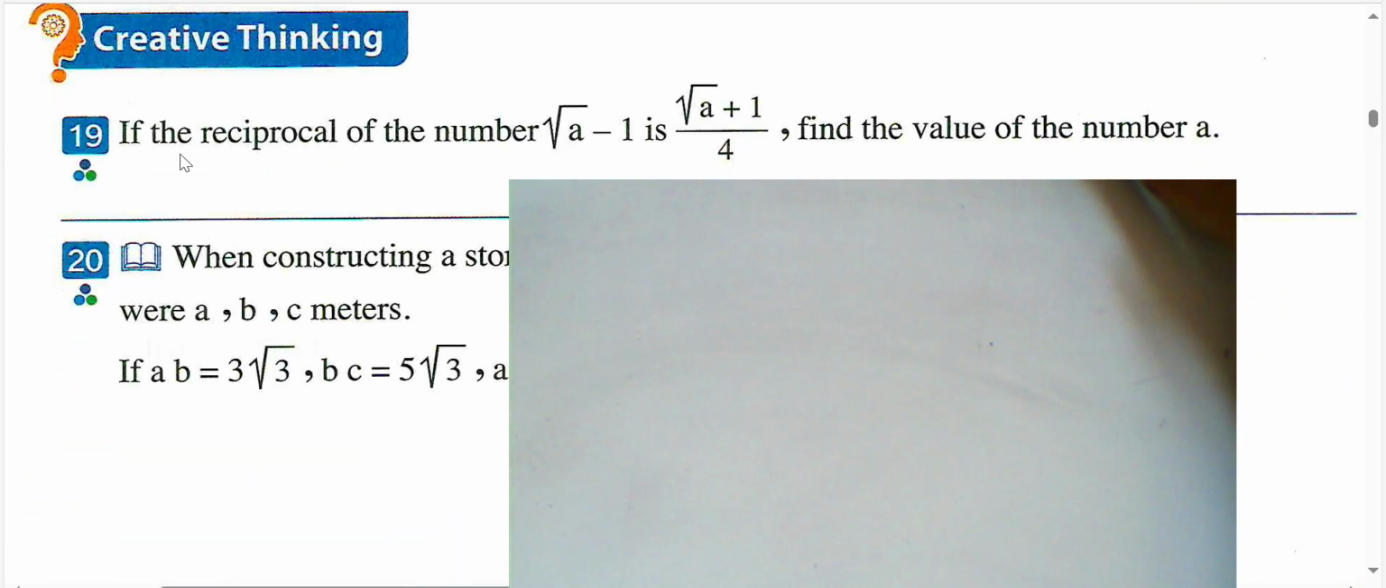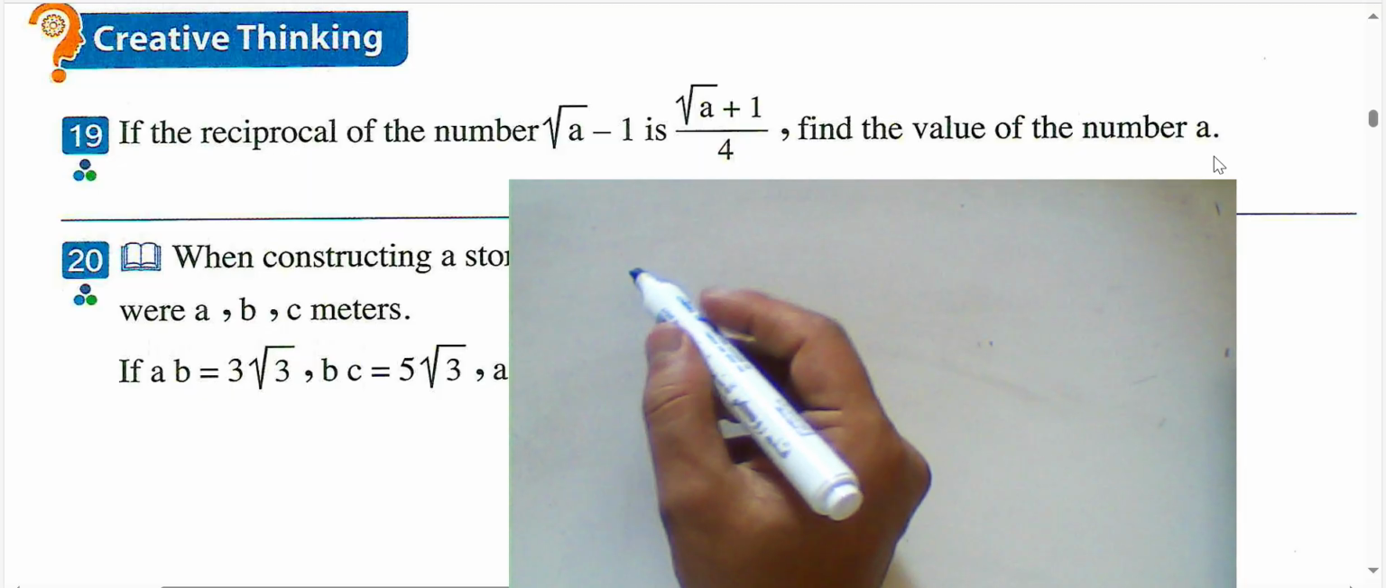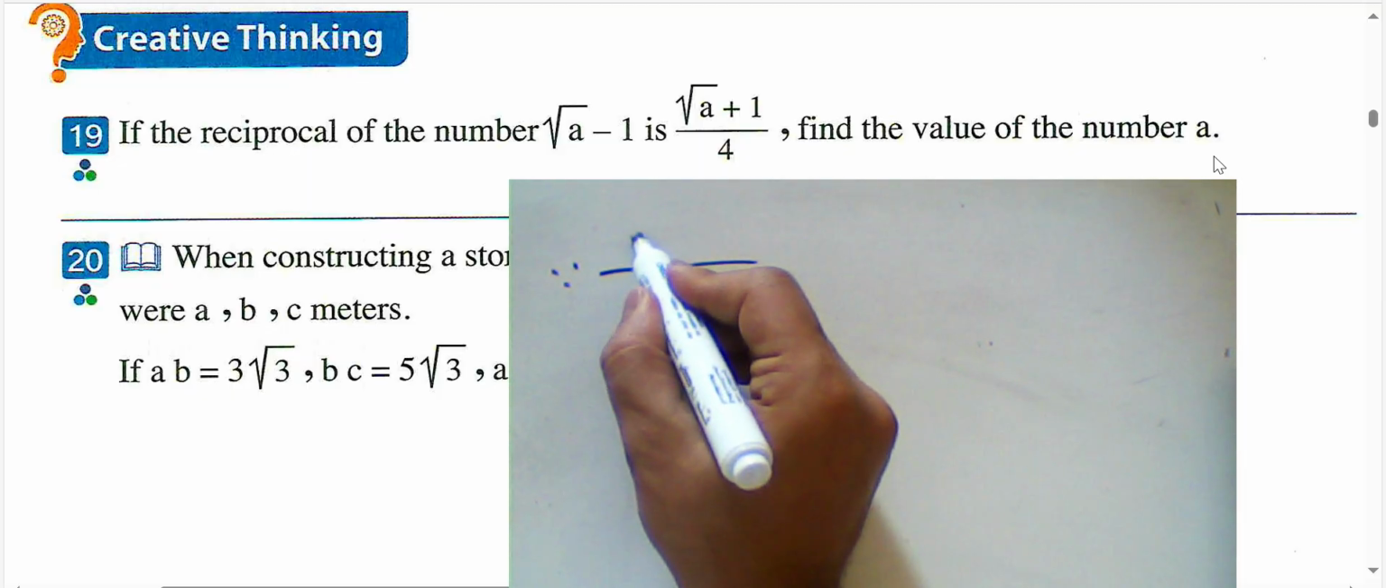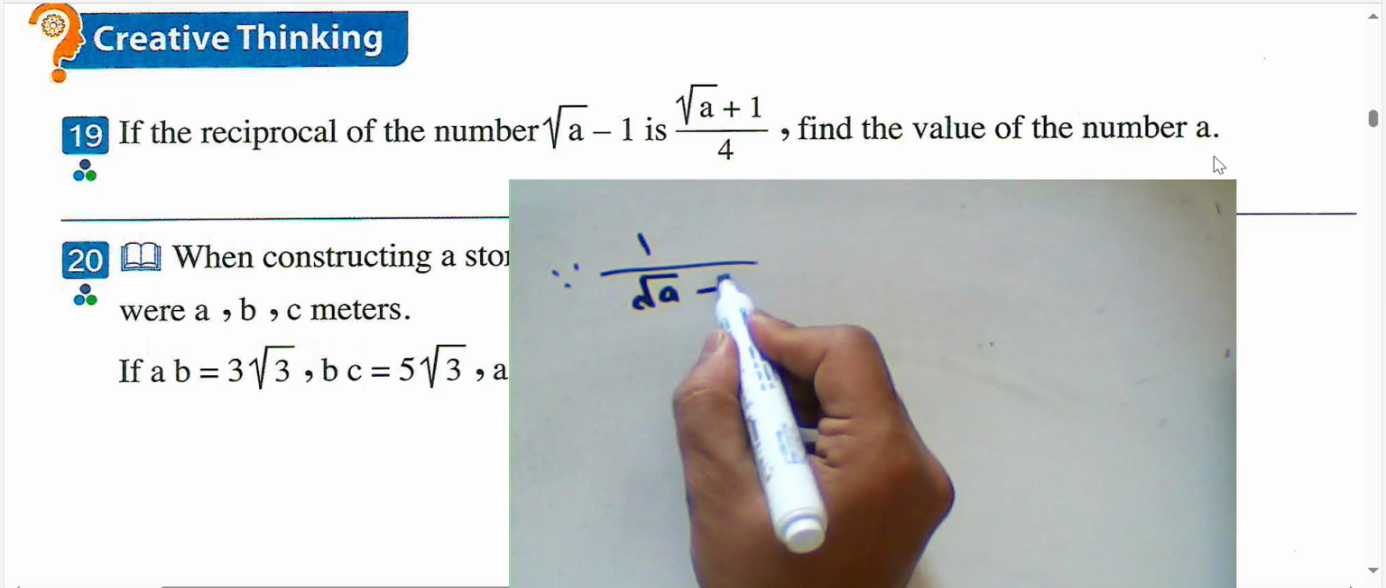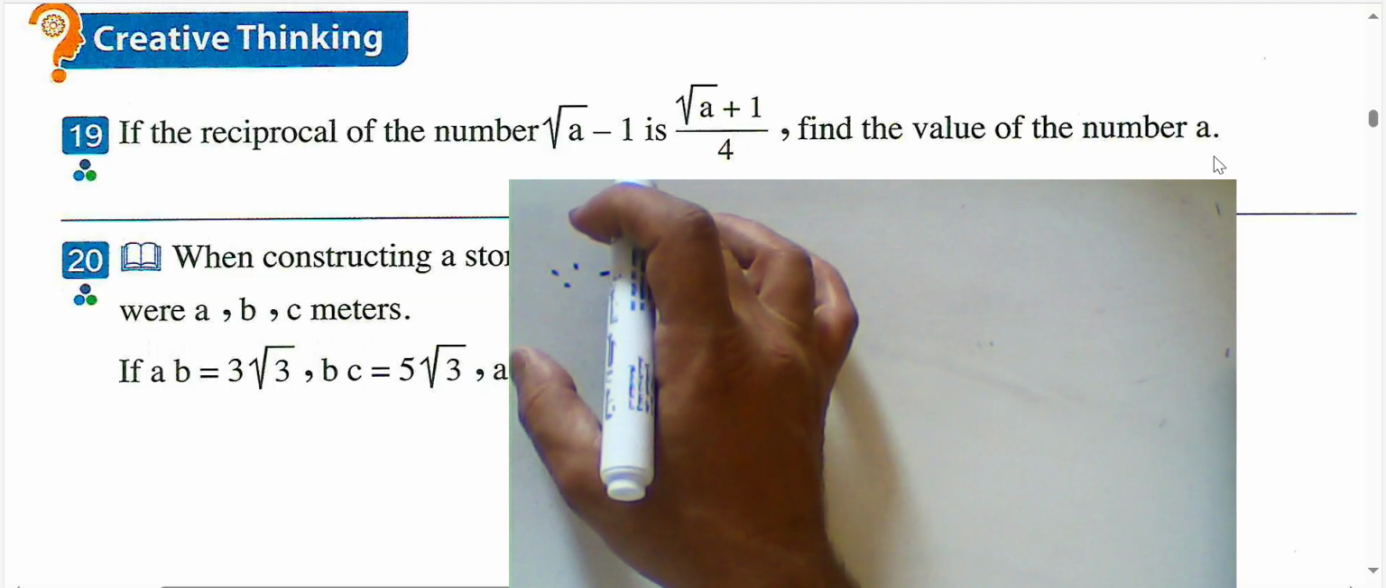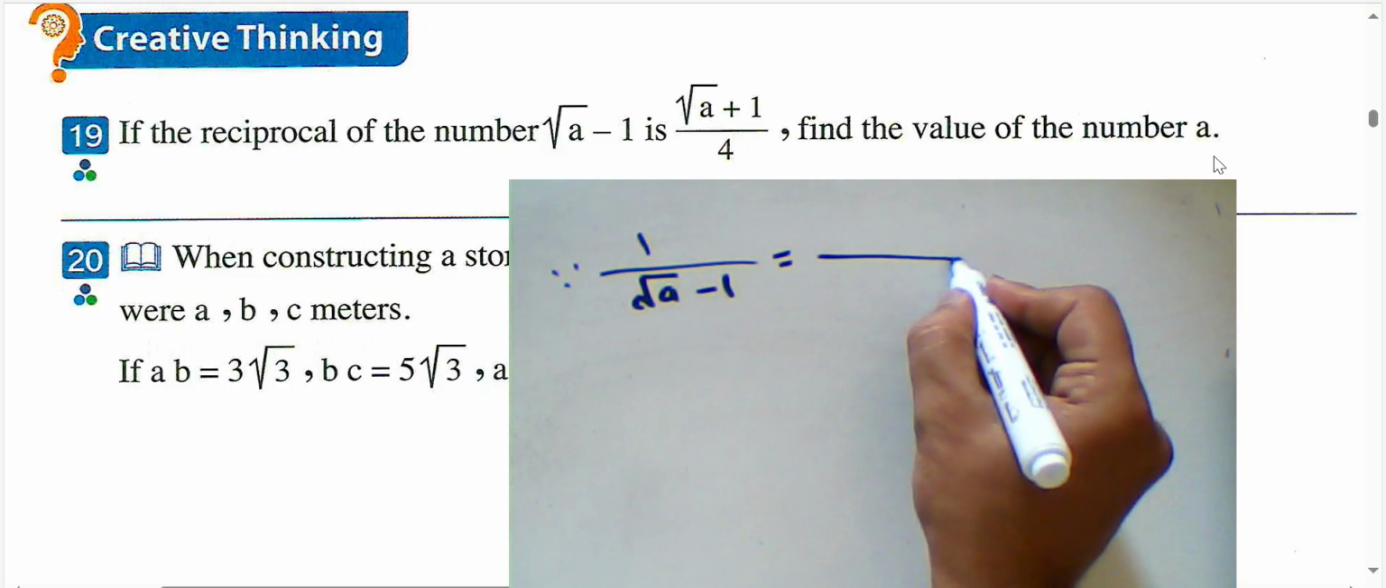Okay, creative thinking. If the reciprocal of root a minus 1 is root a plus 1 over 4, find the value of the number a. We can find the reciprocal of this number, 1 over root a minus 1. It's the reciprocal of this number. He gave us this information.